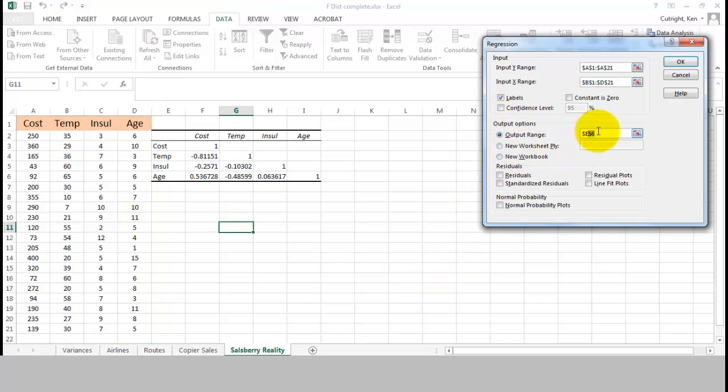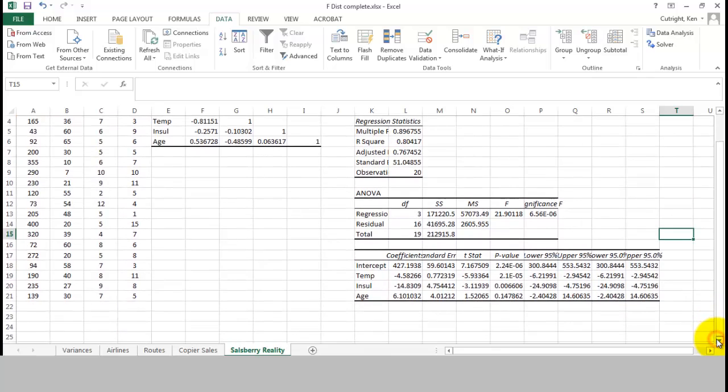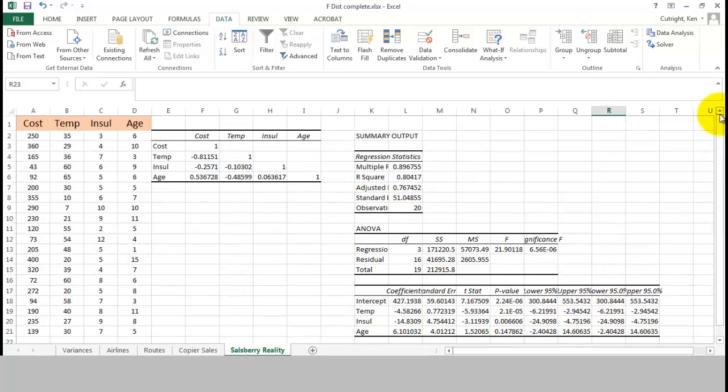I'll put my output right here. And you can see that this is exactly the same output we got a minute ago. And as we saw a minute ago, age needs to be deleted. I'm not going to go over all this again. We've already talked about it, but I do want to show you what we need to do to delete age. So we have to actually rerun our regression one more time.